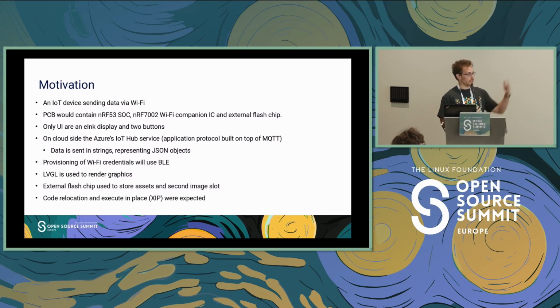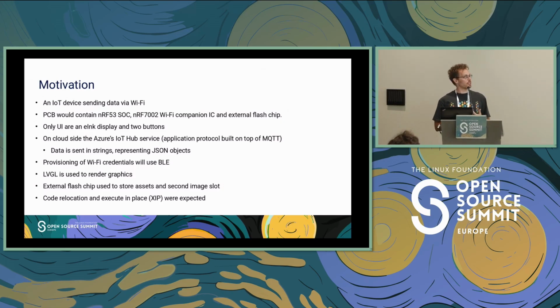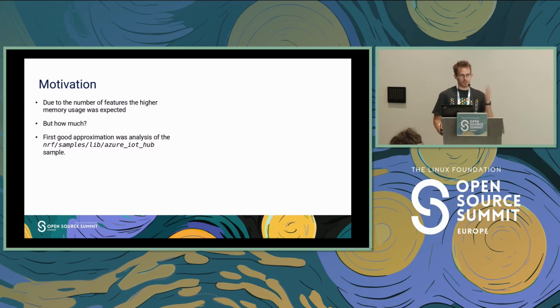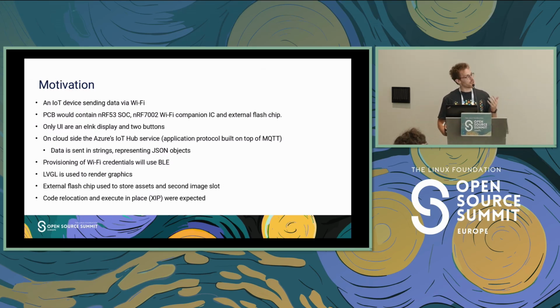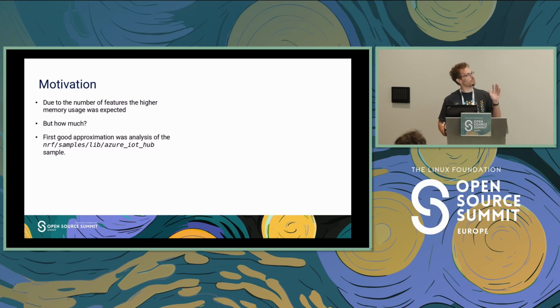Based on these features, we already anticipated that there would be some code relocation and a need to use execute in place, because we assumed that the flash portion of the chip was not going to be enough. So we said, okay, we want to find out as soon as possible how wrong we are about our assumptions. We wanted to find a sample that has most of those features and see where we are with the memory consumption.